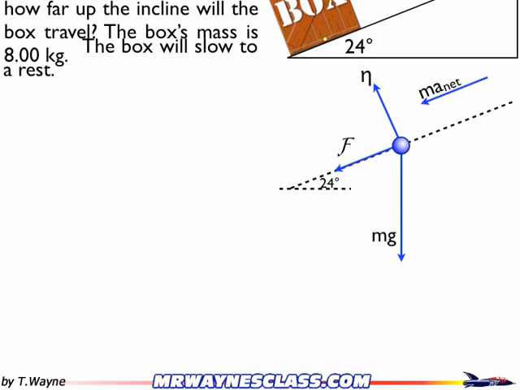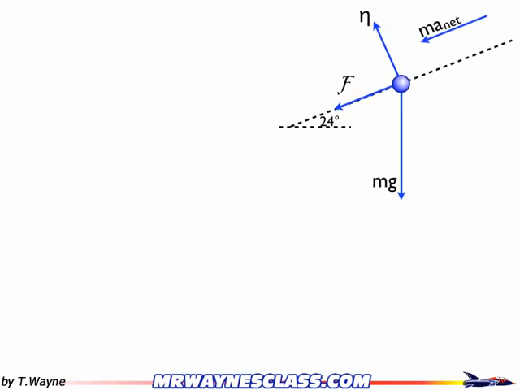Now let me make a little room on the screen. And I'm going to take my ma net next, and I'll break it up into components. I'll look at it, make sure all my forces are parallel and perpendicular to ma net. The normal force is perpendicular to ma net, so I'll leave it alone. Friction is parallel to ma net, so I will leave that alone. mg is not parallel or perpendicular to ma net.